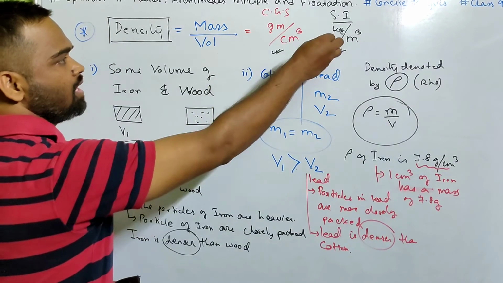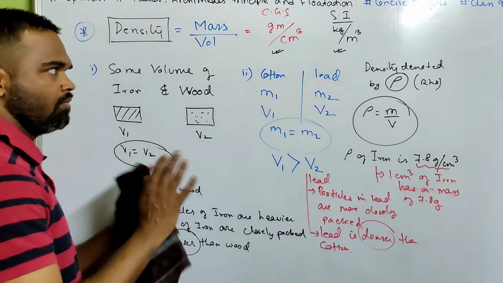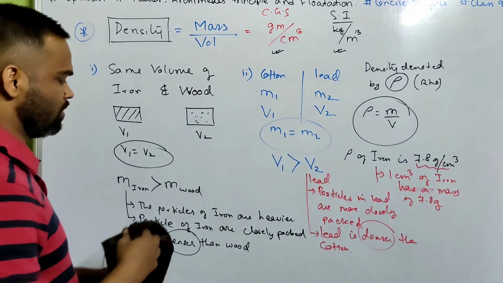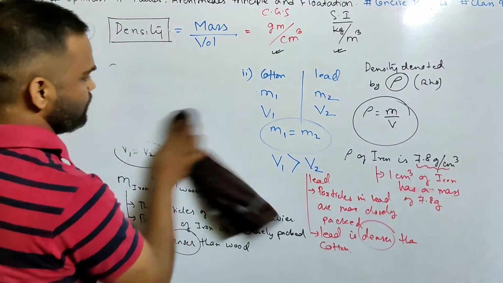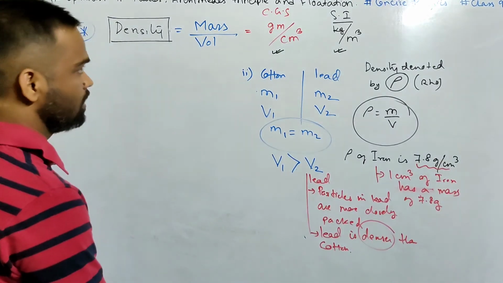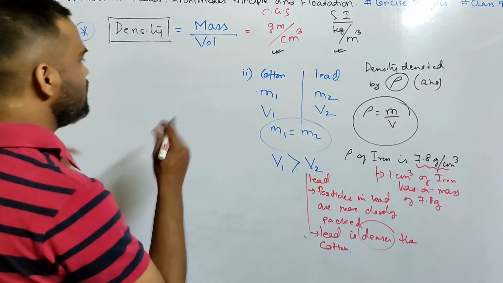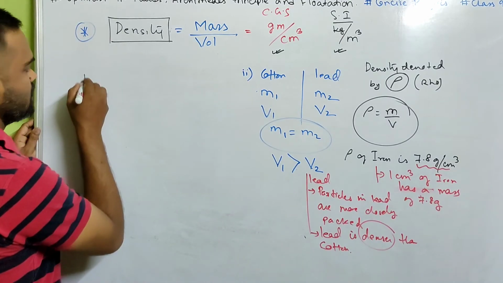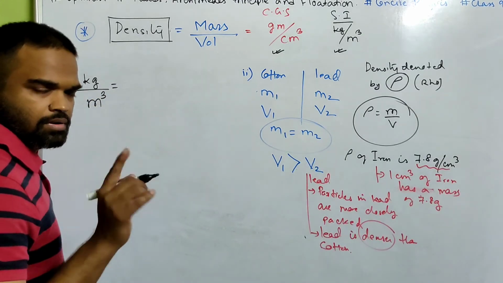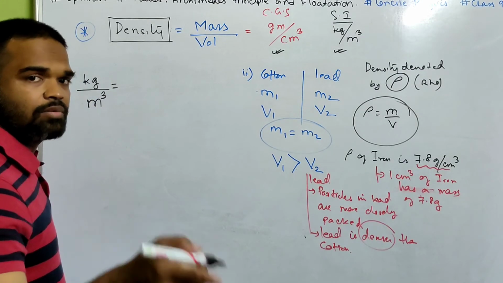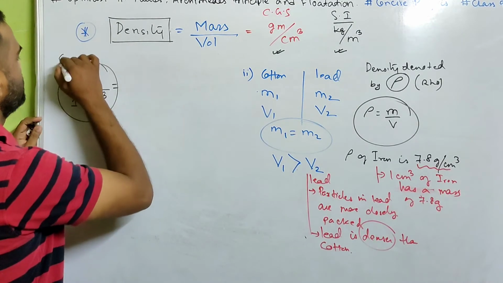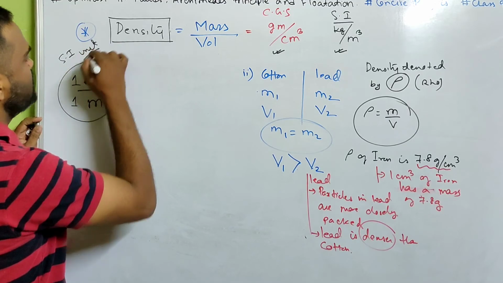So the CGS unit and SI unit are given. We will try to look at the relation between the CGS and SI unit. What I'll do, I'll just rub this part. Okay, just look over here. Now, the SI unit is kg per meter cube. This is 1, this is 1. This is your SI unit.